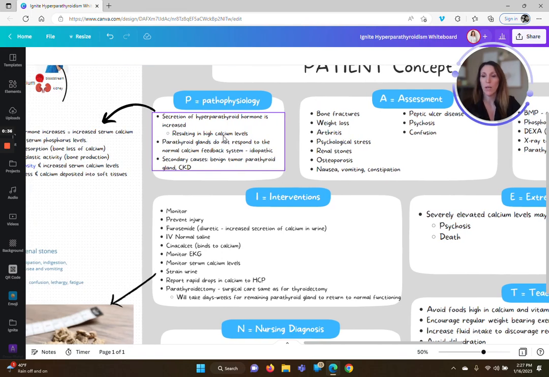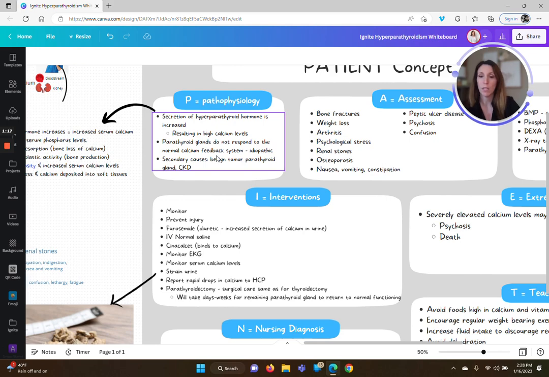All right, so the patho: we have increased secretion of parathyroid hormone, which results in an increased calcium level. So for hyperparathyroidism, we have high parathyroid hormone, which causes high calcium level, okay? And then the parathyroid glands do not respond to the normal calcium feedback system. As we discussed in the thyroid section, one type of hormone is released, which then causes some other gland to produce some other thing. Well, in this case, it is parathyroid hormone and calcium, okay?